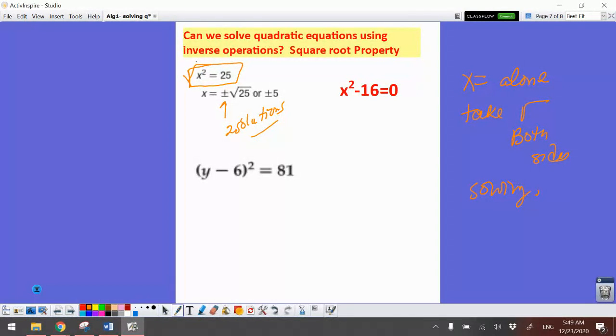So let's go ahead and take a look at this first one. So x squared minus 16. So the first thing I'm going to do is move my 16. So I have x squared equals 16. Then I'm going to take the square root of both sides. Well, this one I know is x. I know I have to have a plus minus. Well, the perfect square of 16. So the root of 16.